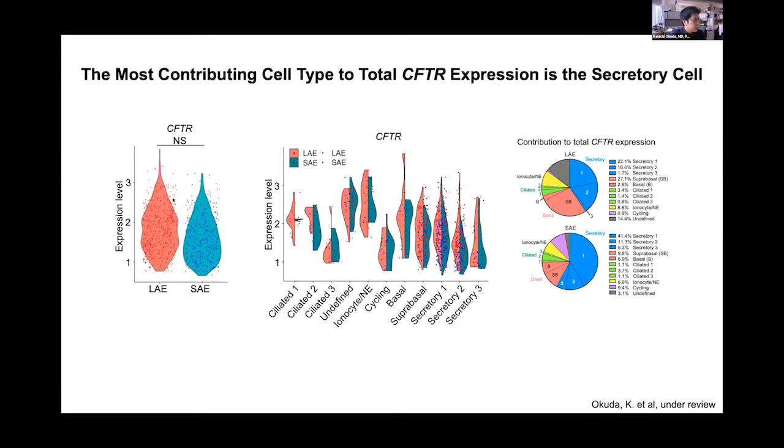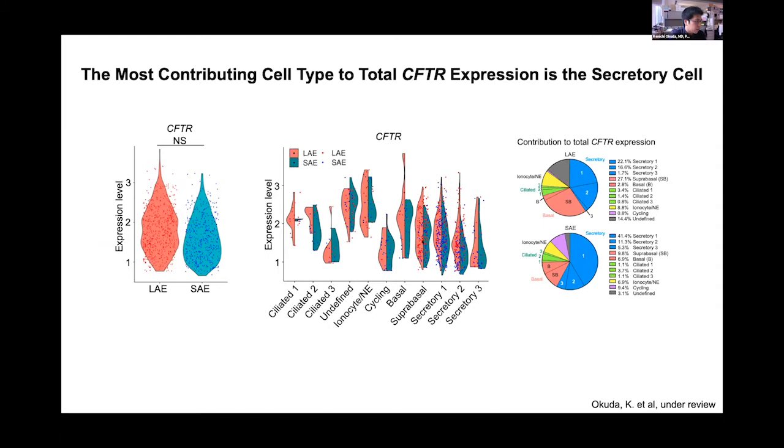And then this data shows expression level. The previous data showed the frequency of CFTR positive cells; now we look at the intensity of CFTR expression in each cell type. As reported by the Nature ionocyte paper, the ionocyte cluster expresses the highest CFTR level compared to others, but it is rare.